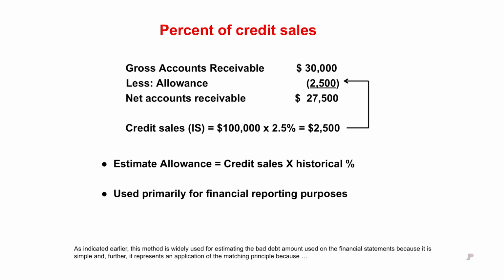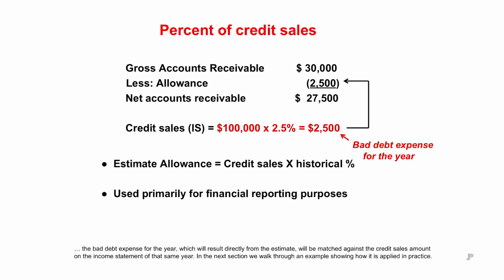As indicated earlier, this method is widely used for estimating the bad debt amount used on the financial statements because it is simple, and further it represents an application of the matching principle because the bad debt expense for the year, which will result directly from the estimate, will be matched against the credit sales amount on the income statement of that same year. In the next section, we walk through an example showing how this approach is applied in practice.